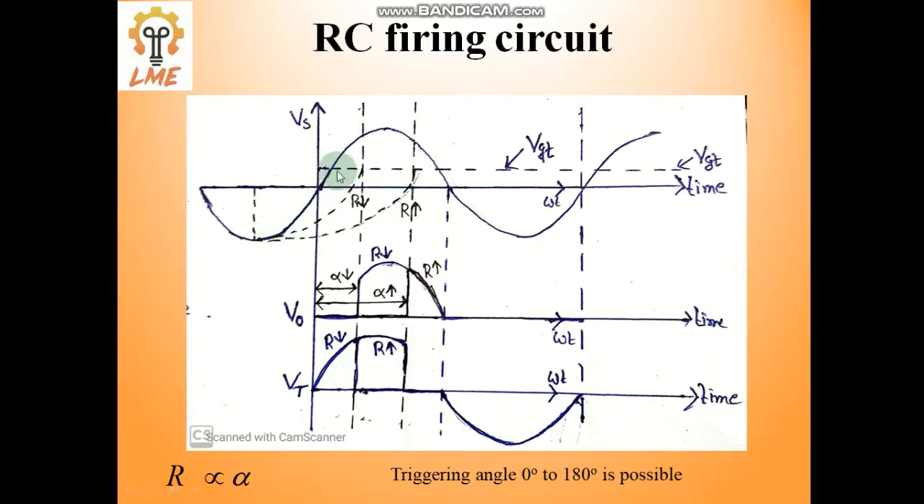So we can trigger the SCR over a huge span, approximately 0 to 180 degrees. We get a span to trigger in the case of the RC firing circuit, which is not possible in the R firing circuit. So this limitation of the R firing circuit can be overcome by the RC firing circuit. In the R firing circuit, R is proportional to the angle alpha, meaning the triggering angle. If R is higher, the triggering angle will be higher. If R is lower, the triggering angle will be lower. So this is the firing circuit, and in this way we can trigger the SCR.